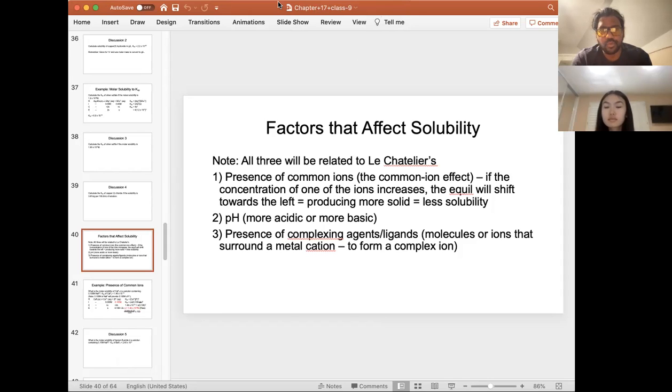So why don't you do this? Open up Google, Google image search. I don't know, can you see this right now? I think it's sharing a different screen. Oh, okay. All right, never mind. Let's just move on through the slides.